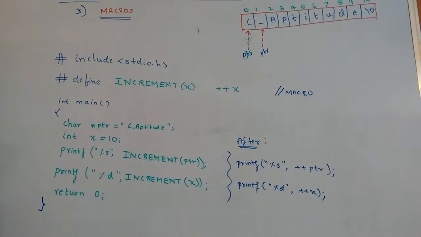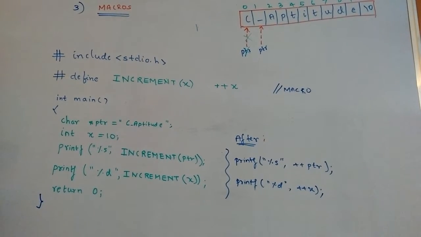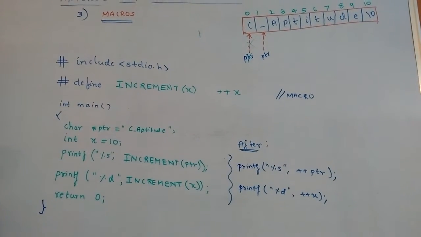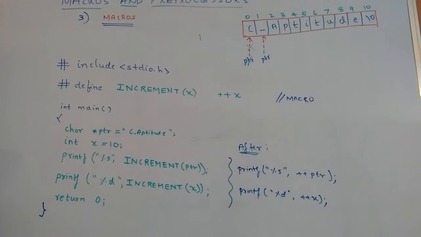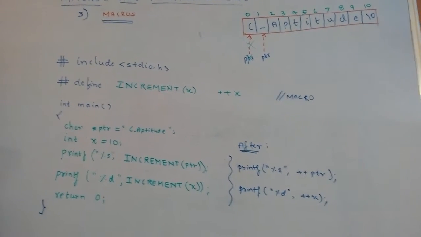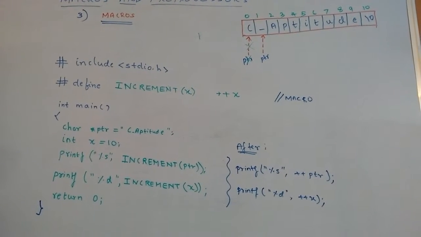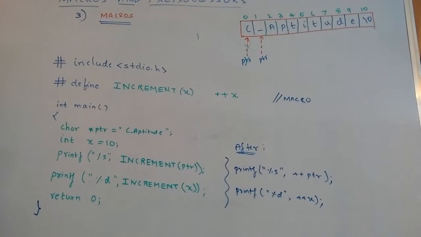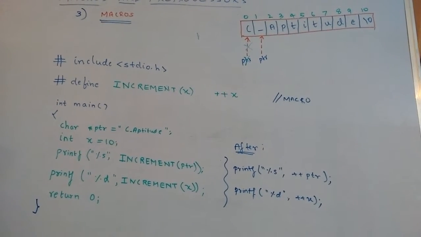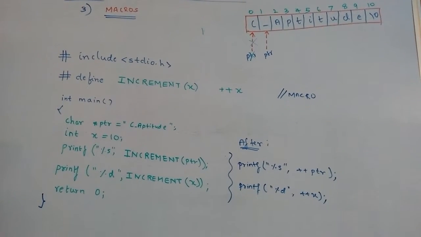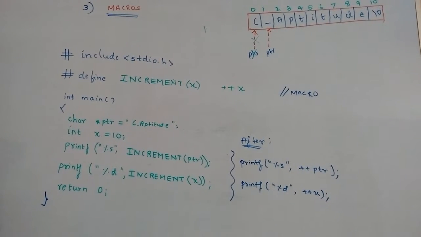So in the main function, I begin by saying char star ptr is equal to C aptitude. I can read it as ptr is a pointer to a character and its value is C aptitude. And if you have trouble imagining it, I have shown it in the diagram. Ptr would be pointing to the 0th location, which is C initially, and the C aptitude string I have shown is of length 11. Then I have initialized x is equal to 10.